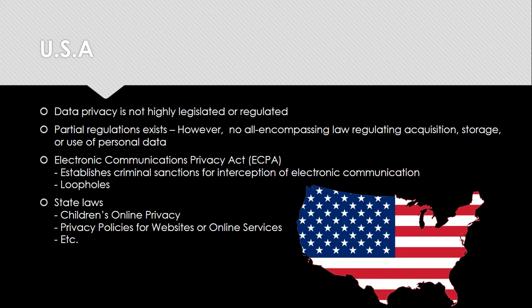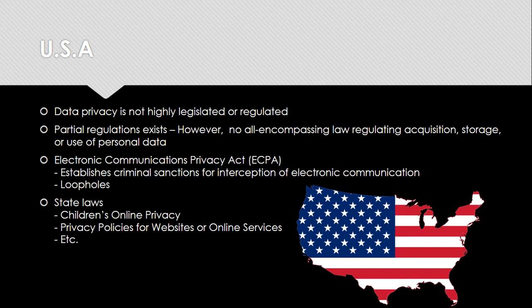So the next example will be the USA. In the USA, data privacy is not highly legislated or regulated. In the United States, access to private data contained in, for example, third-party credit reports may be sought when seeking employment or medical care, or making automobile, housing, or other purchases on credit. However, there is a partial regulation that exists federally. However, there's no real big federal all-encompassing law that regulates the acquisition, storage, or use of personal data.